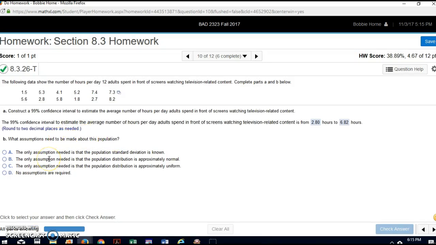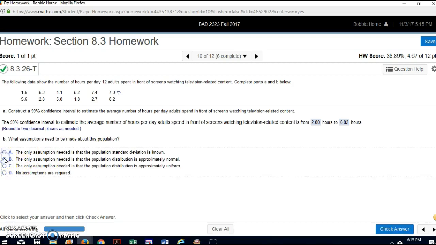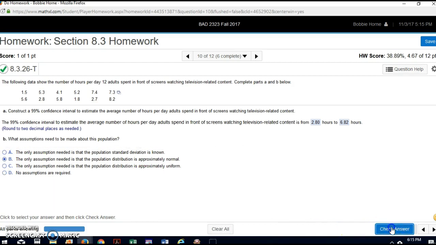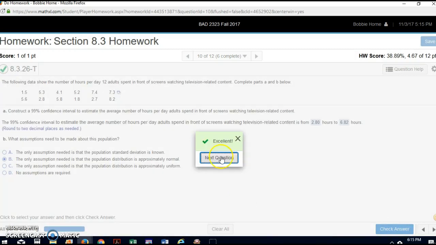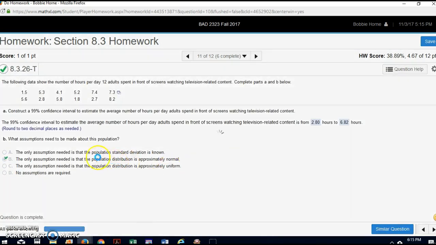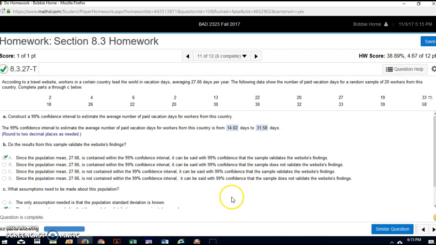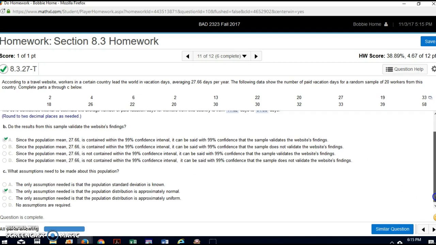Okay. And then it's going to ask you what assumptions need to be made about this population. We are assuming that this is approximately a normal population, a normal distribution. And we always assume this with this information given because we are assuming that.